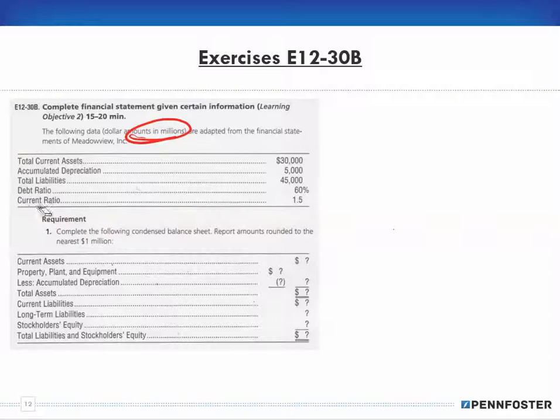Okay, so we're going to fill in this information. Our current assets, when we look at the data, are 30 million. Now let's see here, property, plant. So I have current assets, I have accumulated depreciation, I have total liabilities. Then I have a debt ratio and I have a current ratio.